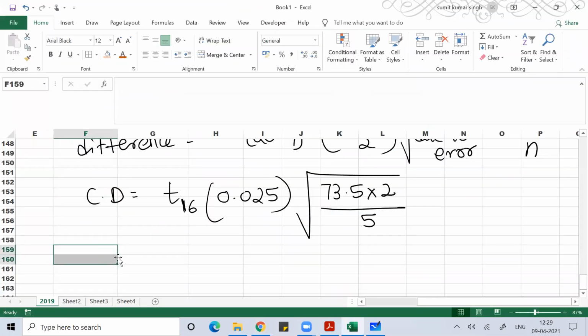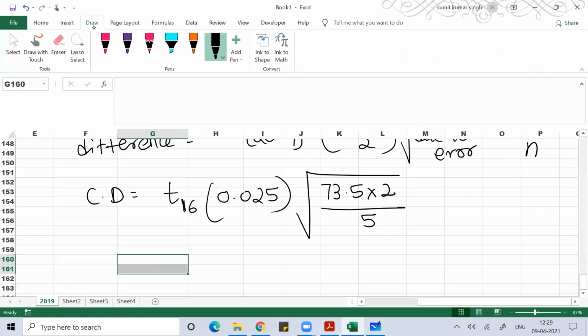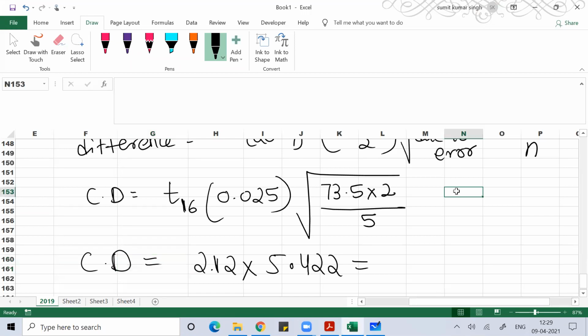So your critical difference is 2.12 times the square root of 73.5 into 2 divided by 5. Let me confirm this value. The square root part is 5.422. If you solve this, you'll get 11.49. Any doubt, anyone?